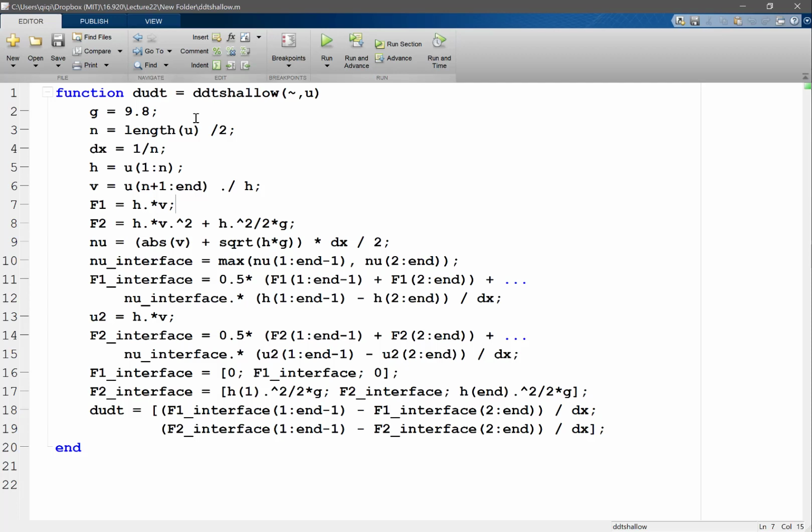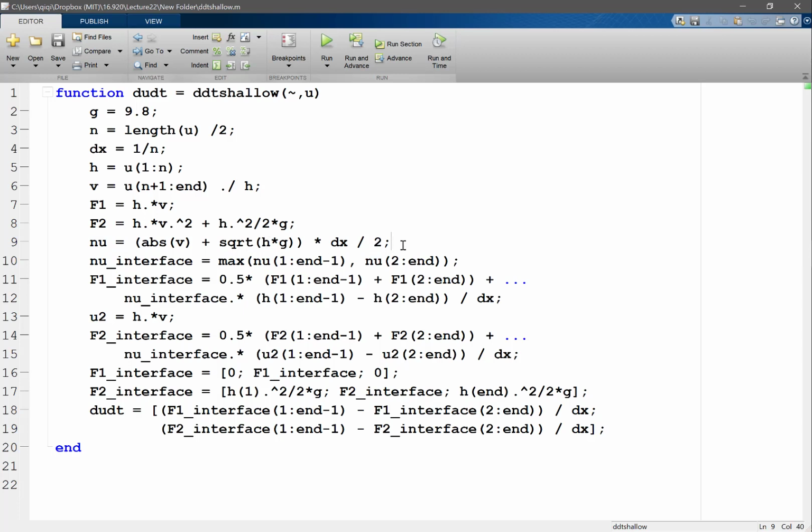Okay, so let me go through this piece of code. So this is the same, and n is the same, my dx is the same. So I set the h to be the first n variables in the solution, and v to be the last n variables of the solution divided by h. My first flux is h times v for sure. My second flux is hv squared plus h squared divided by 2 times g. And this is the numerical dissipation I'm adding. That's absolute value of v plus square root of gh times dx over 2, right?